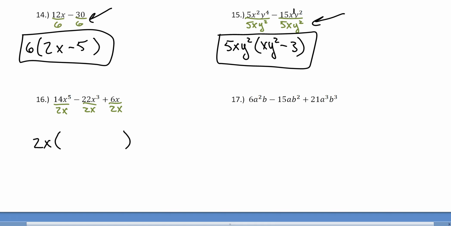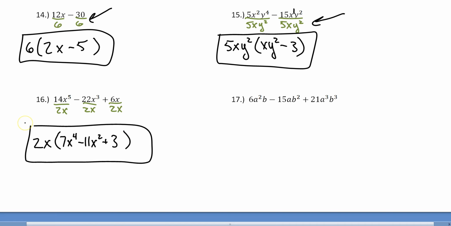I'm just dividing out that greatest common factor. So I identify the greatest common factor, and then I divide out that greatest common factor. So here, 14 divided by 2 is a 7. I subtract the exponents. That's x to the fourth. Here, that gives me an 11, x to the second. Again, I'm subtracting the exponents. Here, I get a 3, and the x's cancel completely. And that's it. Okay? Next one, same kind of thing.